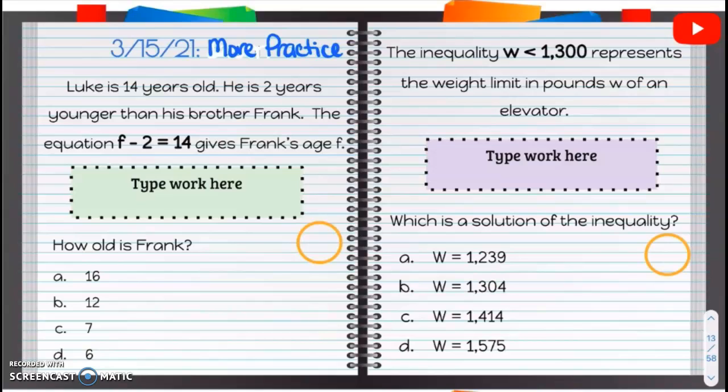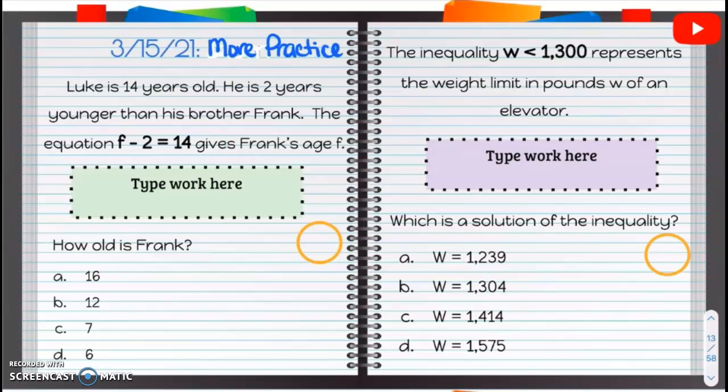All right, more practice. So Luke is 14 years old. He's 2 years younger than his brother Frank. The equation f minus 2 equals 14 gives Frank's age. So, how old is Frank?